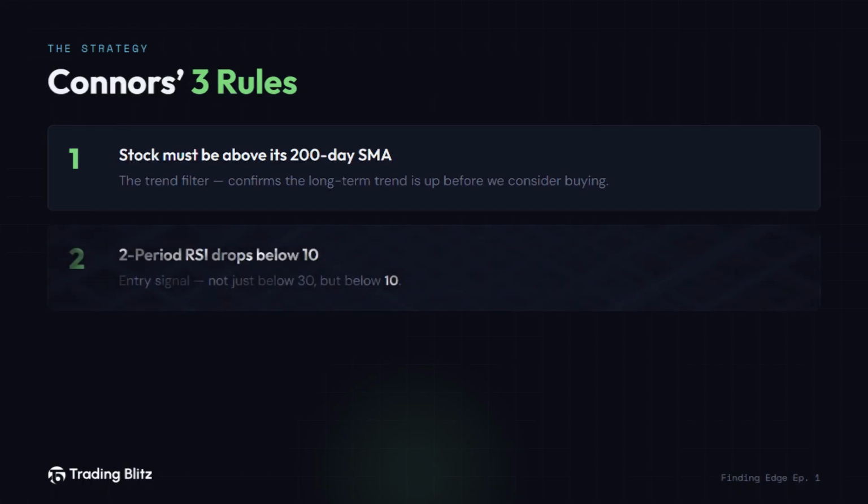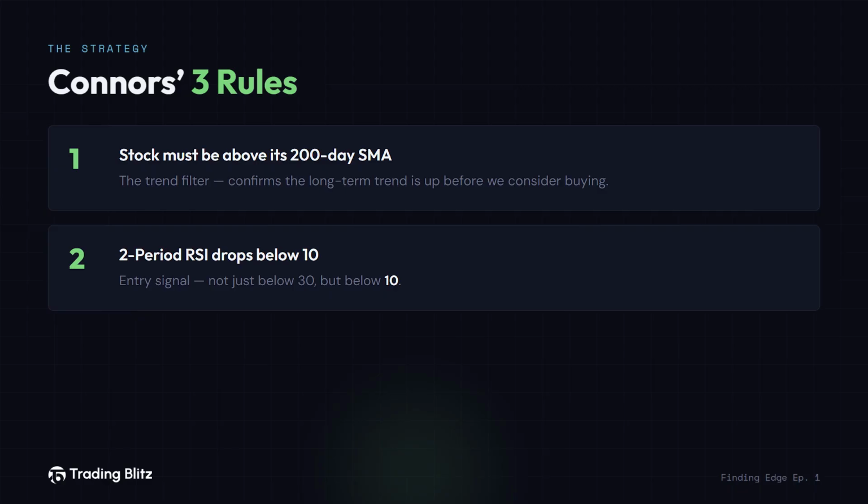Rule 2. The 2-period RSI must drop below 10. Not simply below 30, but below 10. That's a significant pullback, even by short-term standards. So what we're looking for is a stock that's clearly in an uptrend, but it's just had a couple of rough days. The 2-period RSI moves fast enough to catch these short drops that a standard 14-period RSI might barely register.